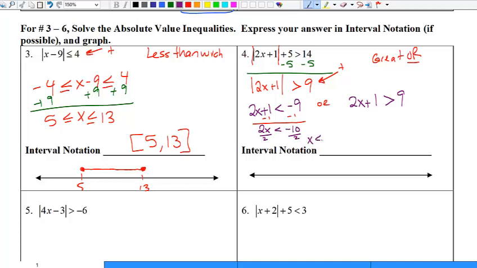That gives me x is less than negative 5. Subtract 1, I'm getting 2x is greater than 8, and then I have 2x is greater than 4. I'm sorry, x is greater than 4. So those are my two answers in inequality notation, but that's not what I asked for. I asked for interval notation.